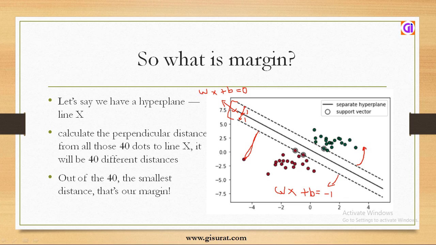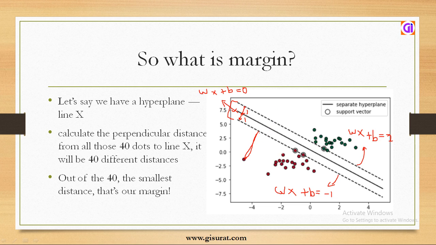And what about this one? The equation of this one will be WX plus B is equal to minus 1. Sorry, is equal to plus 1. This one is minus 1, this one is plus 1. So this plus 1 and minus 1 line, what is that? It's nothing but the distance from the SVM to the margin line.